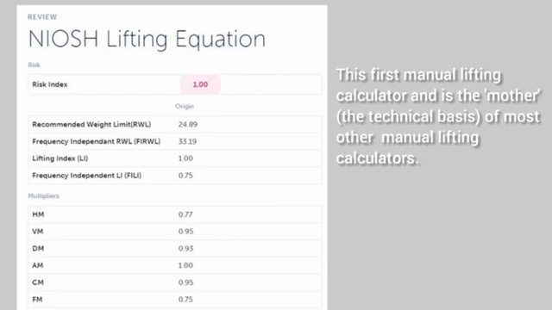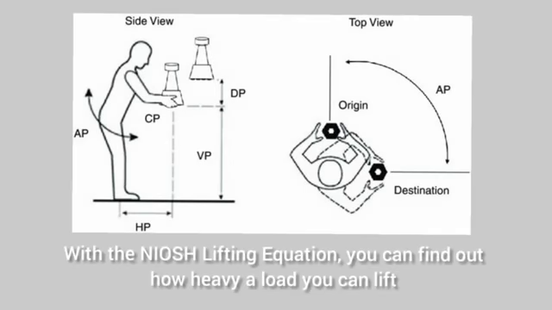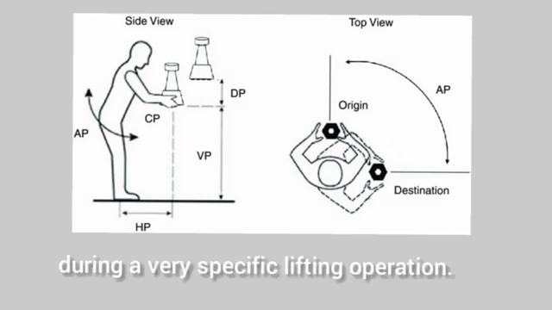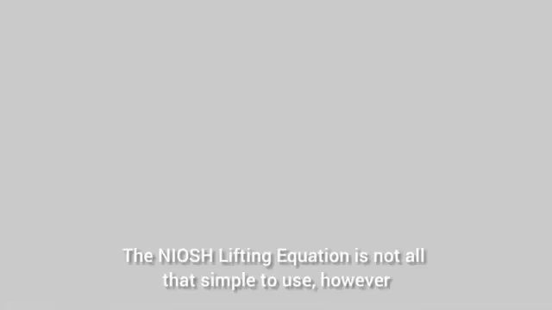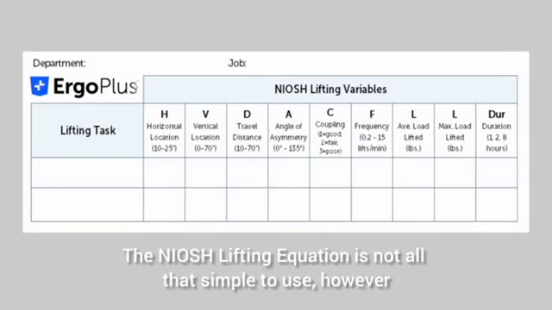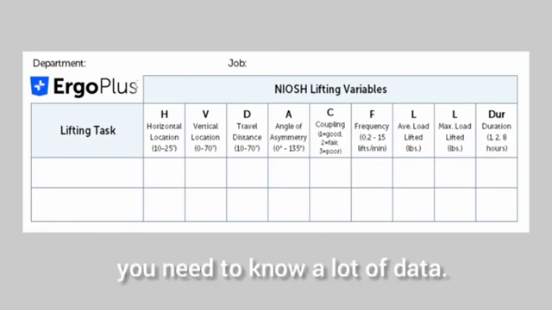The NIOSH lifting equation is the first manual lifting calculator. It is the mother of most other manual lifting calculators. With the NIOSH lifting equation, you can find out how heavy a load you can lift during a very specific lifting operation. In other words, the equation will give you the recommended weight limit, or the RWL, for a certain lifting task. The NIOSH lifting equation is not all that simple to use. You need to know a lot of data.